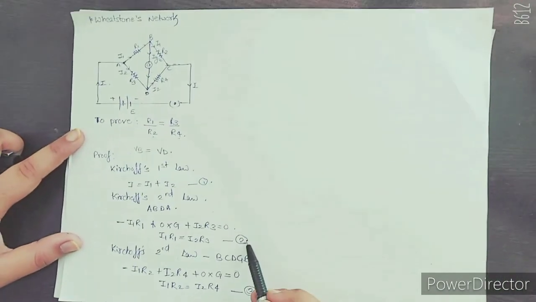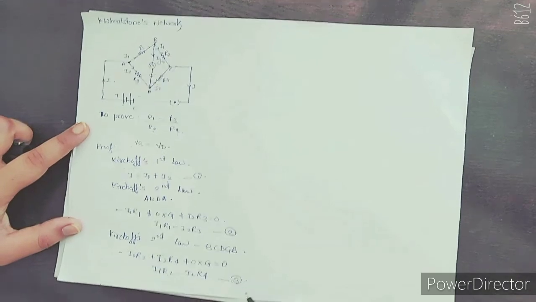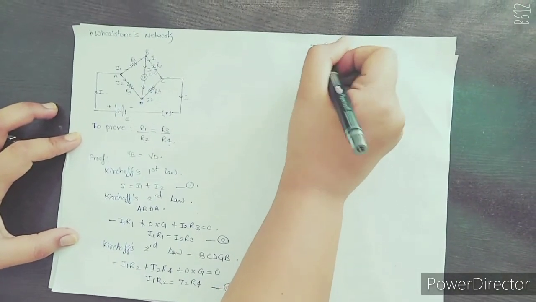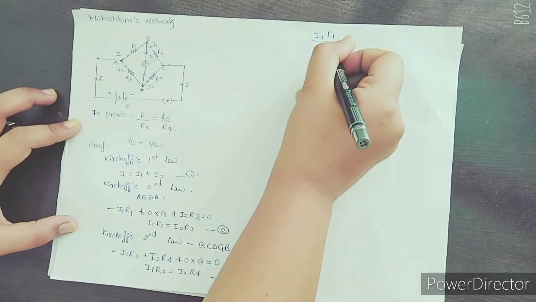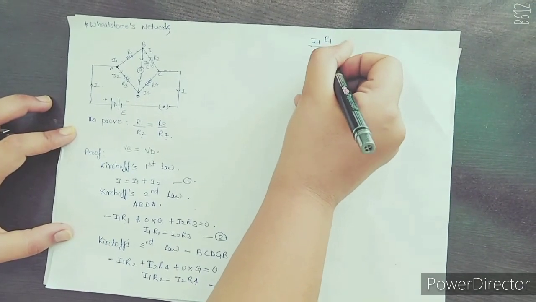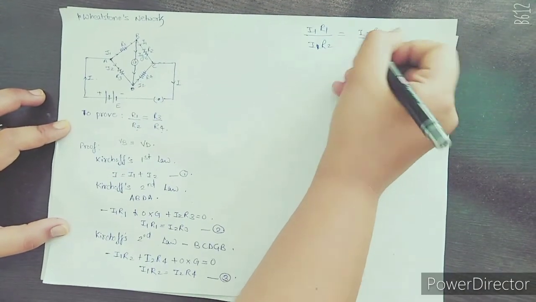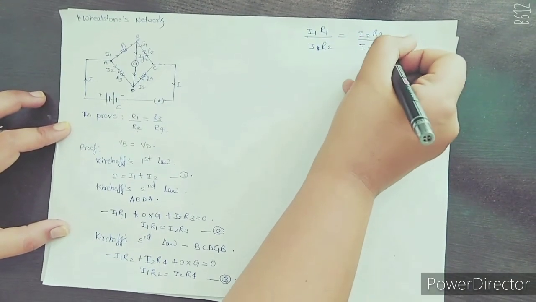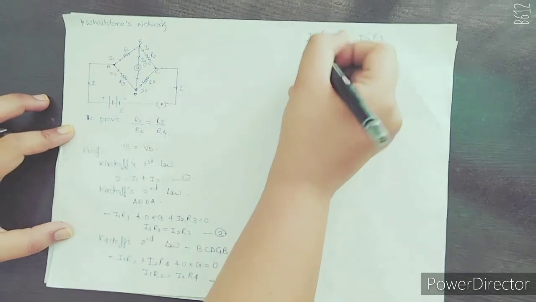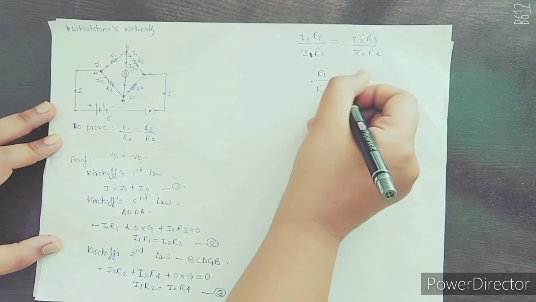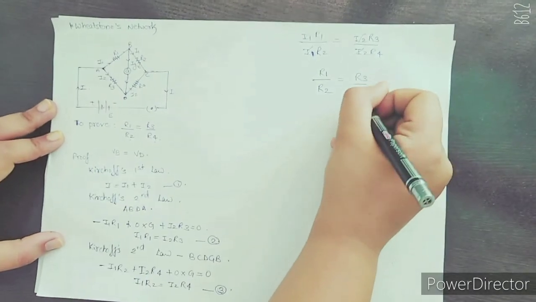And now if I divide expression 2 by expression 3, what I get is I1 R1 divided by I1 R2 is equal to I2 R3 divided by I2 R4. So I2 and I1 get cancelled, and we get R1 upon R2 is equal to R3 by R4.